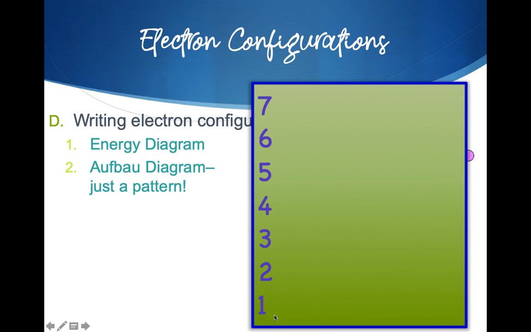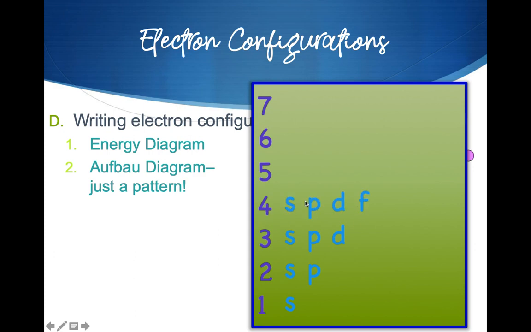Remember in part 1, we talked about the fact that the energy level tells you how many sublevels there are up to 4. So energy level 1 has 1 sublevel and it's an S. Energy level 2 has 2 sublevels and it's an S and a P. Because remember, it always starts with S and then it's SPDF. Energy level 3 has 3 sublevels, S, P, and D. Energy level 4 has 4 sublevels, S, P, D, and F.